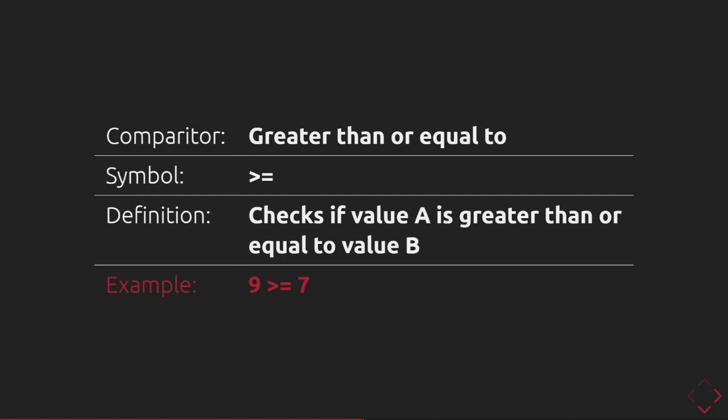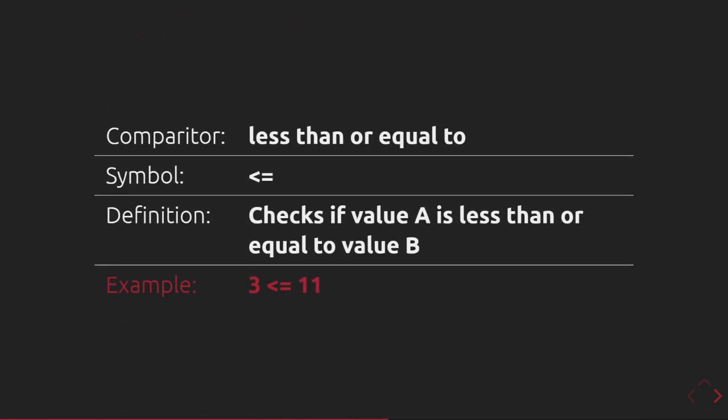Then we can go on to the greater than or equal to. So this is an inclusive check. Check to see if value A is greater than or equal to value B. So in the example, is 9 greater than or equal to 7? That is true. If it were to say 7 greater than or equal to 7, that would also be true. Less than or equal to, denoted by the less than symbol and an equals, checks if a value is less than or equal to the value B. In this case we're checking is 3 smaller than or equal to 11. In this case it is true.